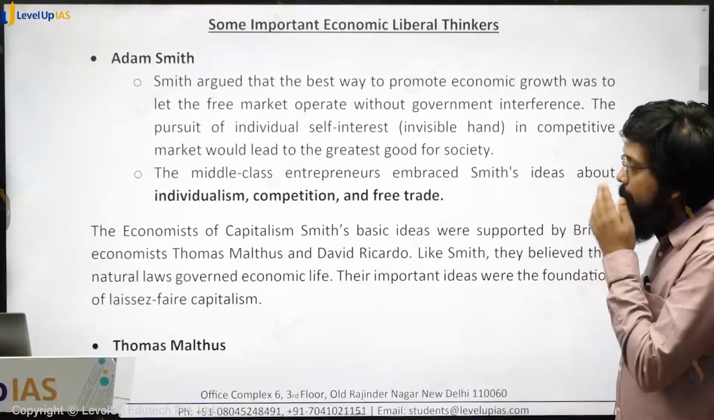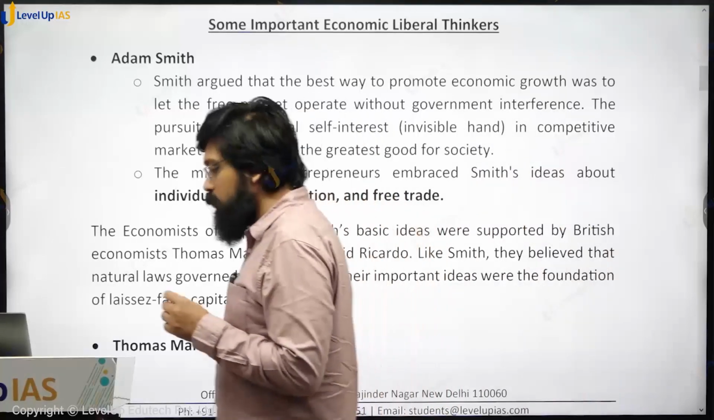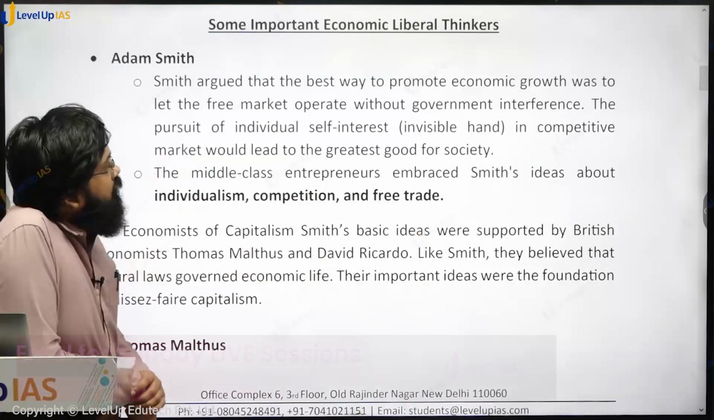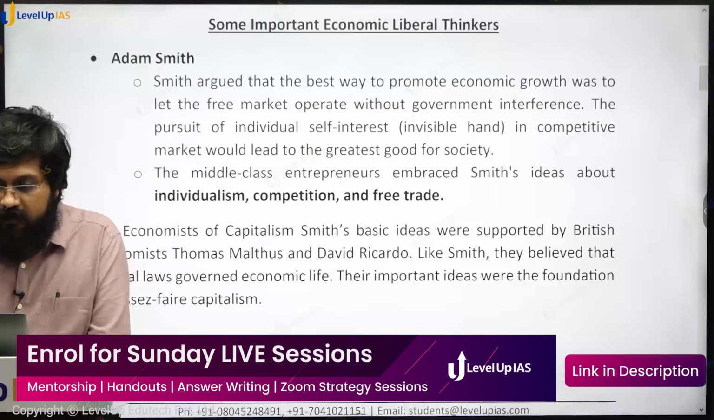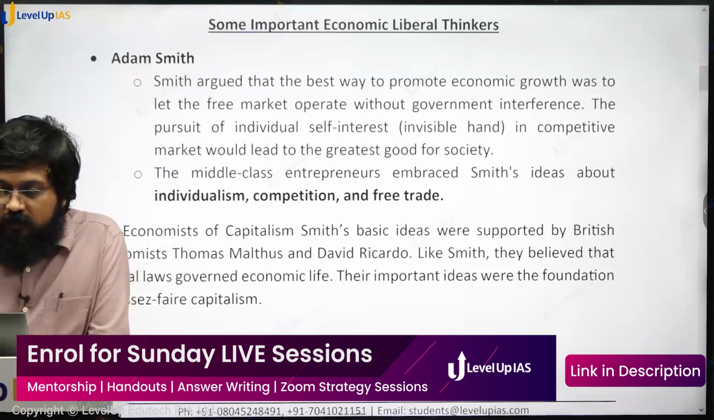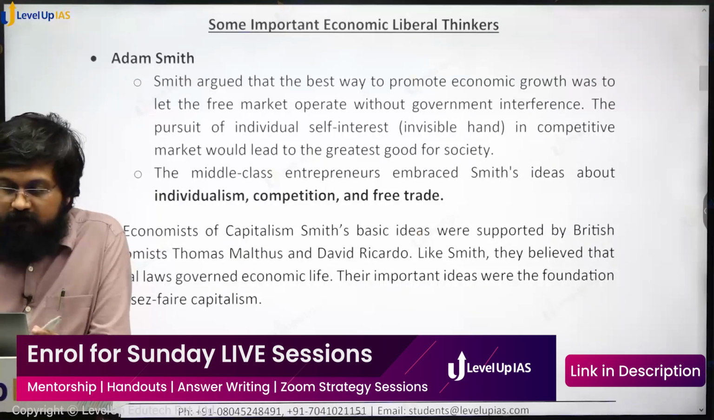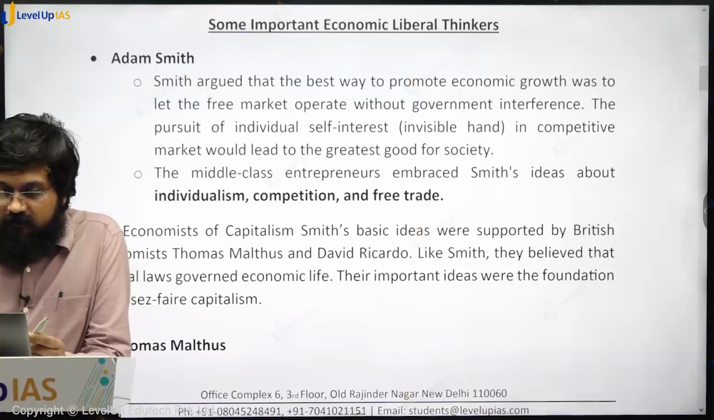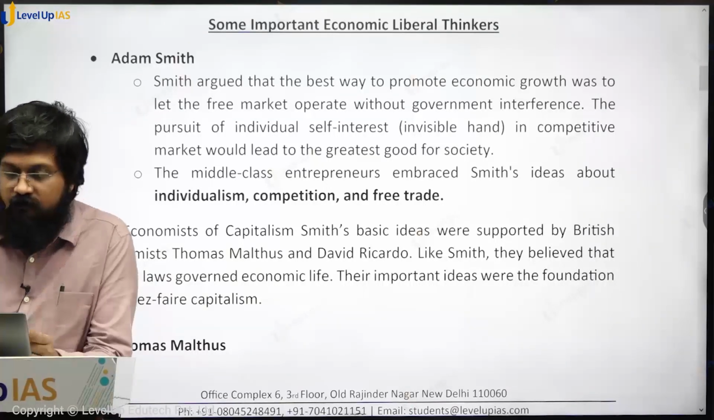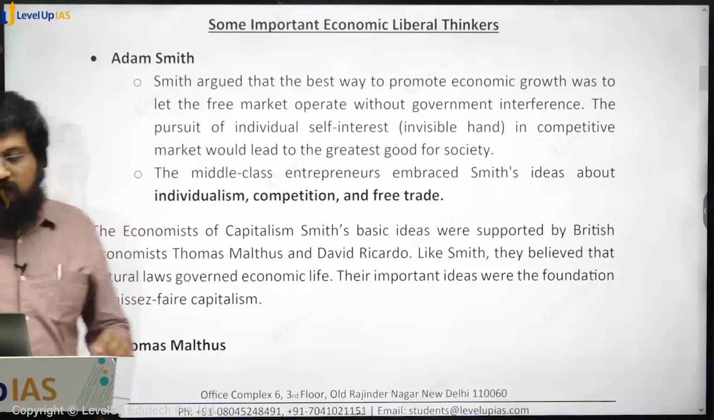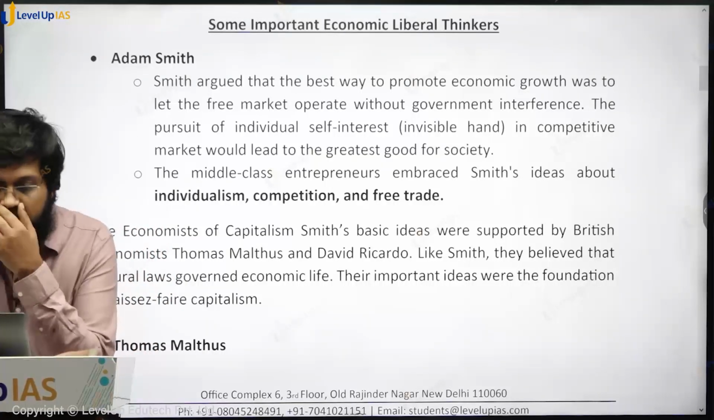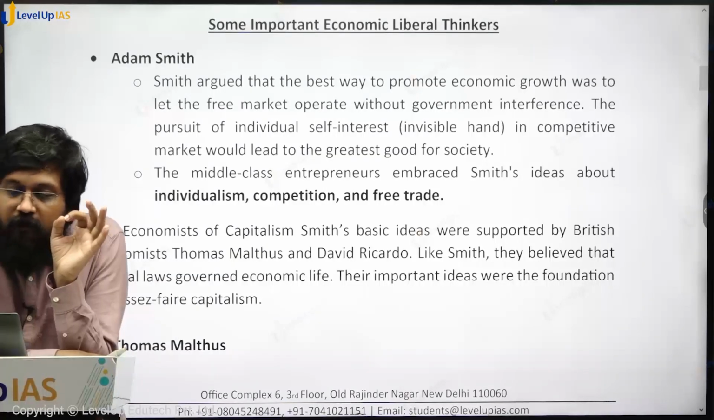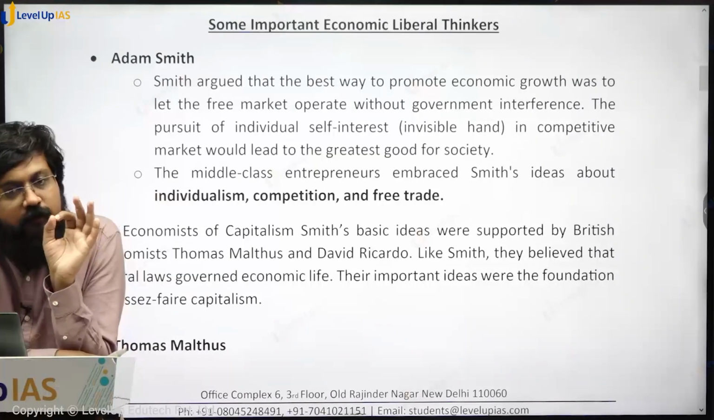For example, Adam Smith, he comes in 1776, he wrote a book, Wealth of Nations. Right? Smith argued that the best way, मैं यहाँ पे खोलता हूँ थोड़ा पढ़ने में आसानी रहेगी. Oh, we changed this chapter, no? British democratic politics. Smith argued that the best way to promote economic growth was to let the free market operate without government intervention. We have seen Smith already.